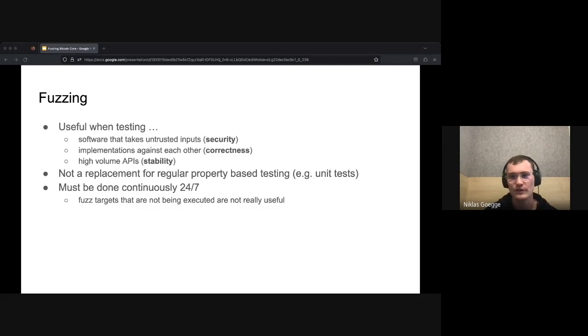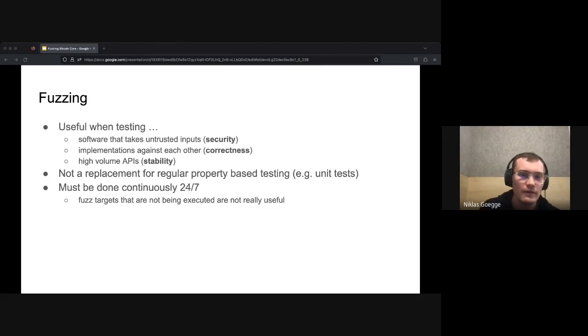So when is this kind of testing useful? Anytime your software takes untrusted inputs, you might want to do fuzzing. That's pretty good for security. It's also useful if you can test implementations against each other, for example if you have complicated algorithms whose correctness you want to test. Usually for cryptographic libraries, cross-implementation testing is done. For high-volume APIs, if you have an API that's constantly used with complex inputs, then fuzzing can be good for testing the stability and robustness of those APIs.